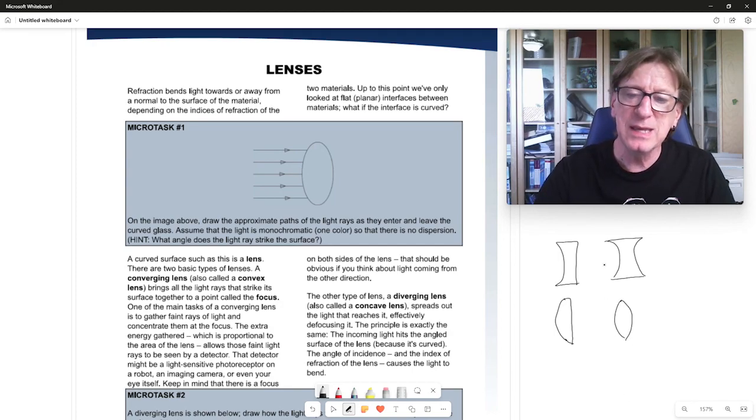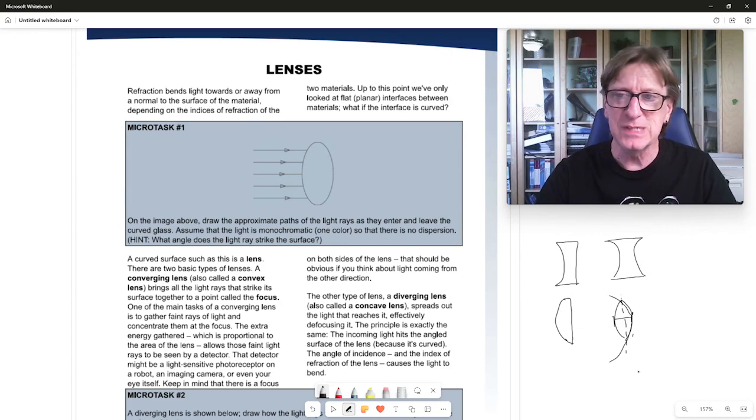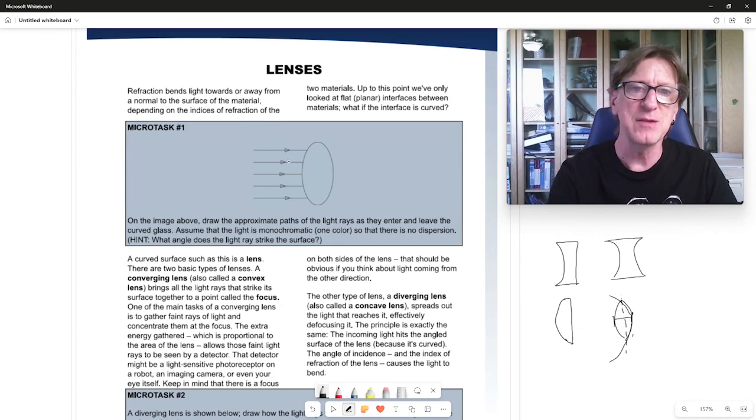In most cases, the thickness of the lens is considerably less than the radius of curvature, this curvature that you see here, or equivalently the diameter of the lens. And so we can assume that the light that comes in here only gets bent once, and it's going to get bent basically at that center line right there. This is called the thin lens approximation. So let's use that and see if we can figure out what's going to happen to these light rays.